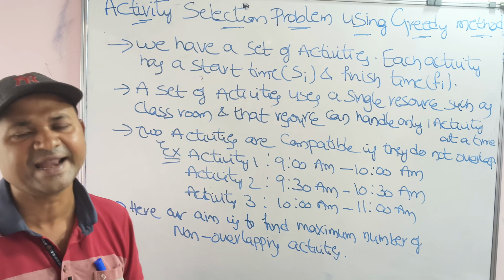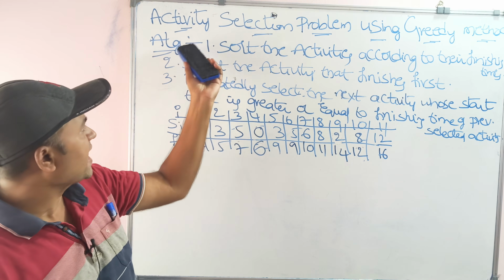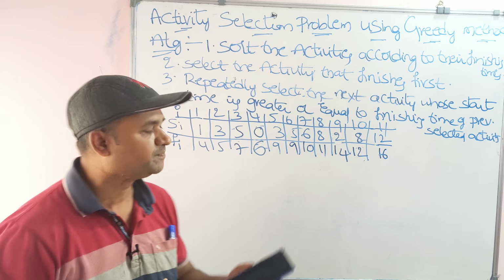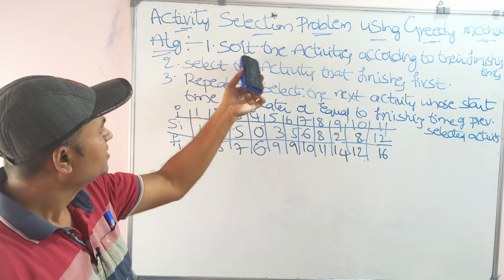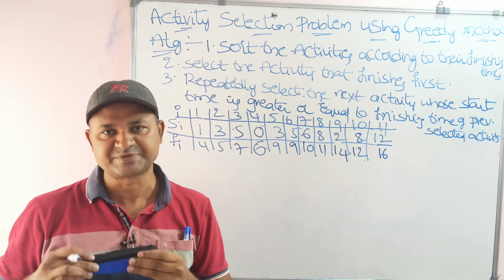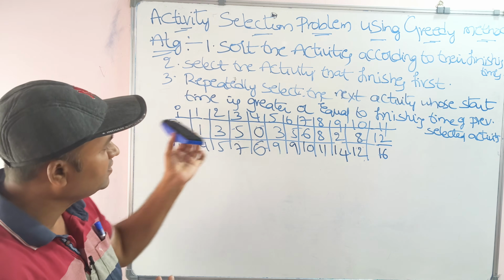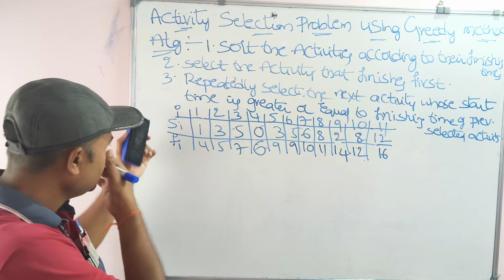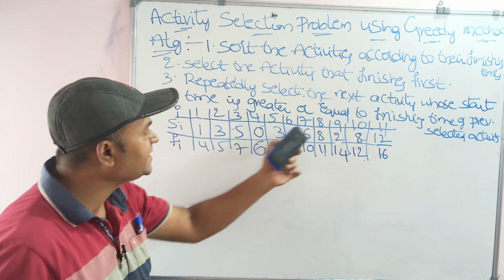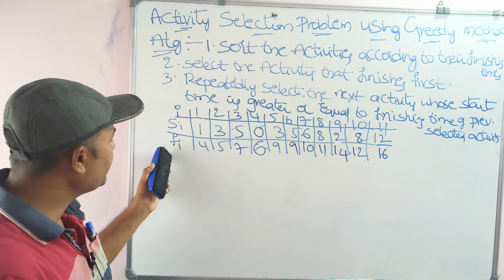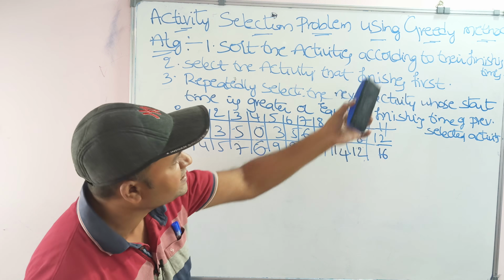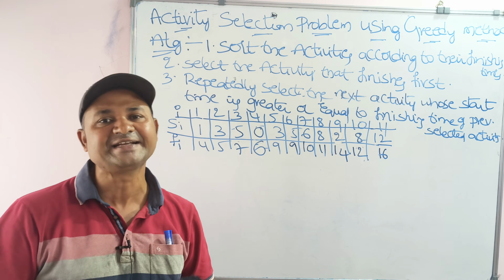Now let's see an example. Let's see the activity selection problem algorithm with the help of this example. Here the first step is to sort the activities according to their finishing times. In this example, 11 activities are given. I means the activity number, Si means starting time, whereas Fi means finishing time. First we have to sort the activities according to their finishing times.